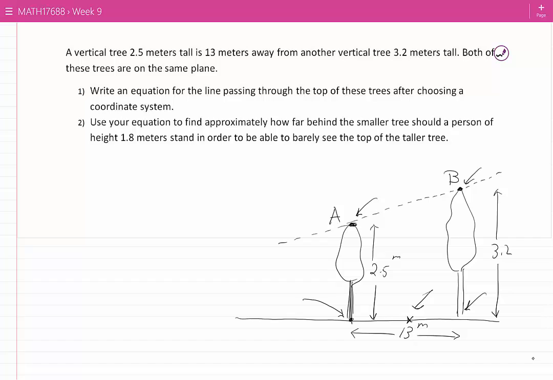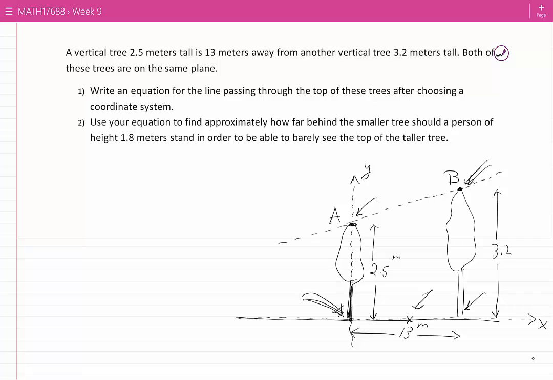In solving this question, I am going to experiment with 2 choices. Either of these choices are correct. One of the choices that I'm going to have is this point, the base of the smaller tree. And the other choice that I'm going to have is the top of the taller tree. Let's start with the base of the smaller tree. The y-axis would be this axis, and the x-axis is this one.